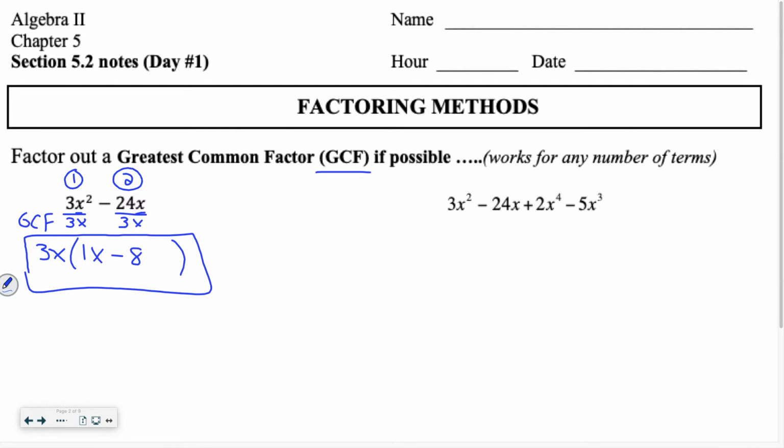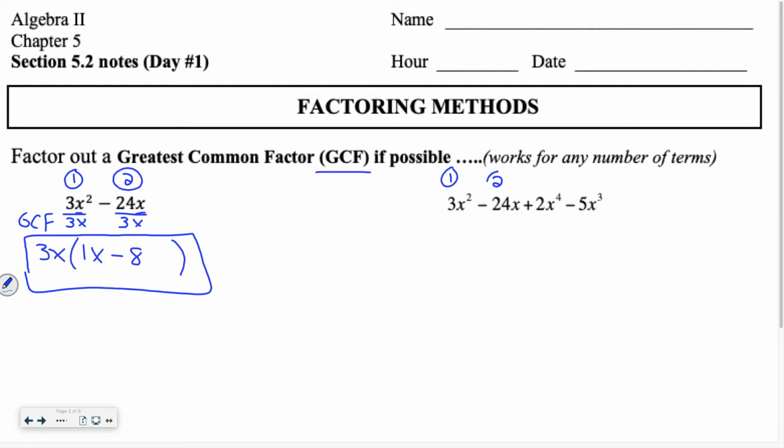If we were to distribute this, like take 3x times x, you would get 3x squared. And if you took 3x times negative 8, you would get negative 24x. So it's kind of like undoing the distributive property. Okay, and then in the second example over to the right, there are now 4 terms.